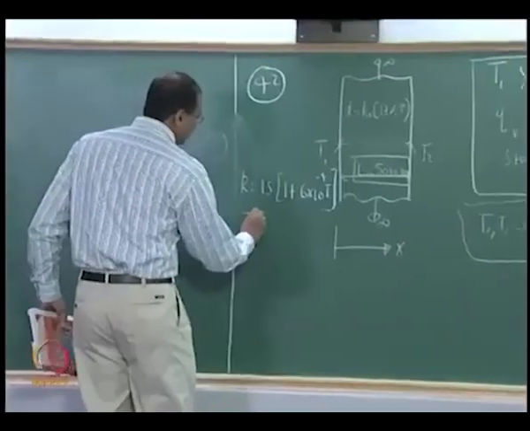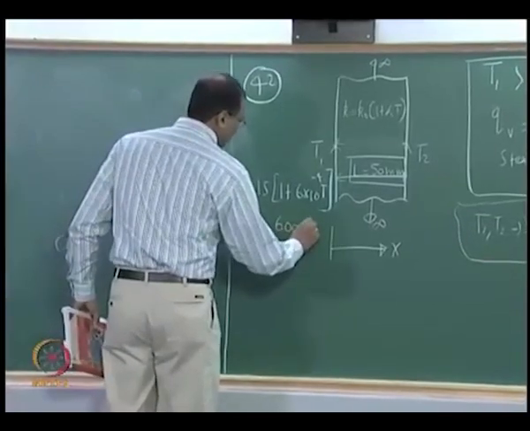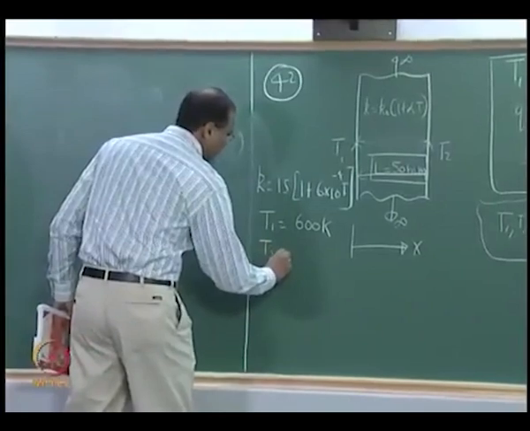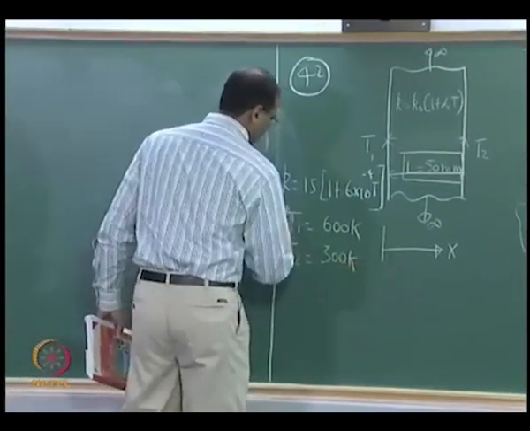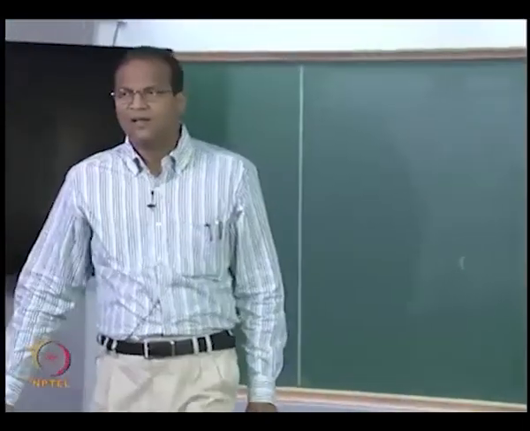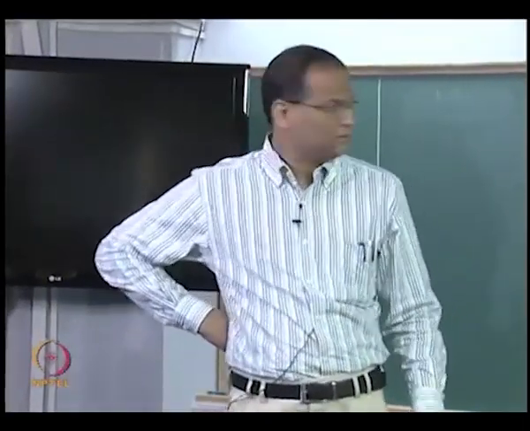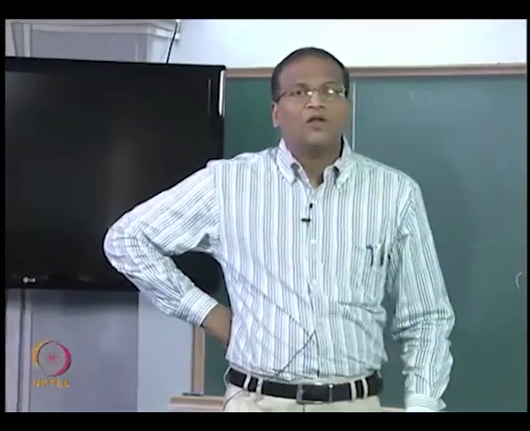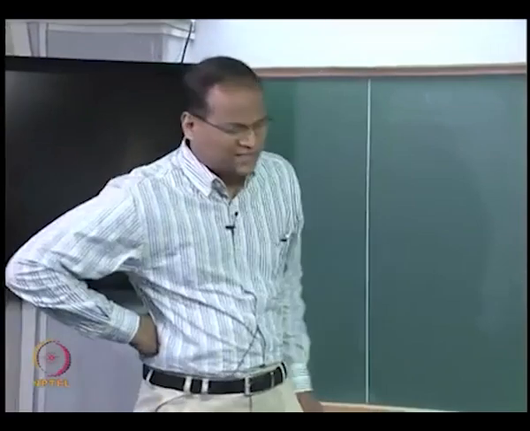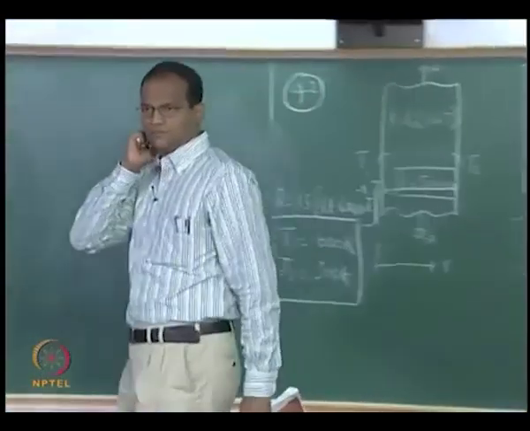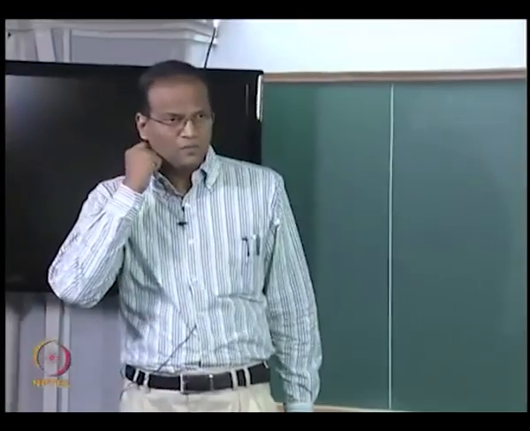The left side temperature T1 is 600 Kelvin. The right side temperature T2 is 300 Kelvin. QV is equal to 0 and steady state exists in the slab.